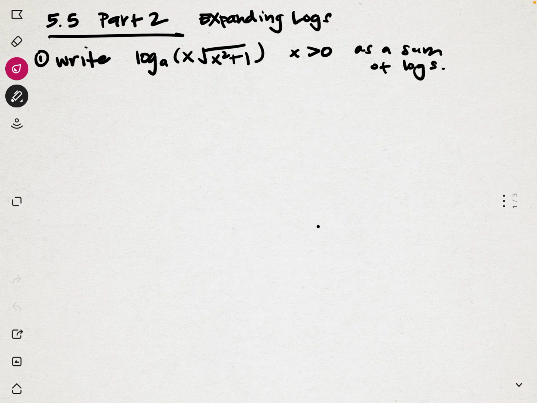We're doing part 2 and we're expanding logs. So we're going to use the same log properties that we were looking at earlier, but we're going to use them to write these logs. Notice they're a single log, log base something, and then we have our expression next to it. We're going to take those and write them as multiple logs.